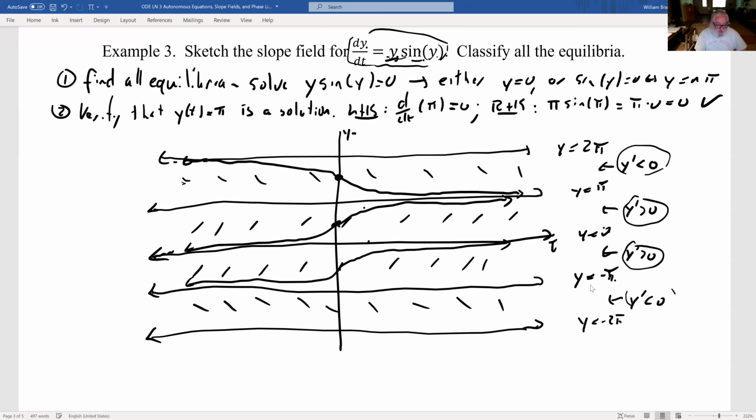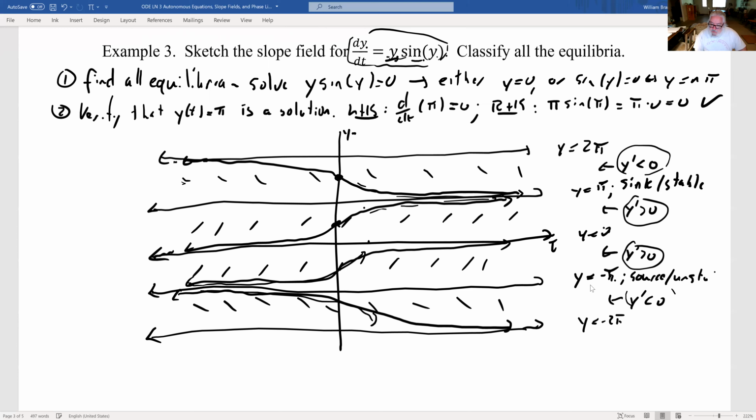y prime less than 0 means we're decreasing. And you can extend this as far as you want, because every pi you go, you're going to get a new equilibrium. So this equilibrium, y equals pi, all the solutions are running towards it. And so that makes it a sink or stable. y equals minus pi, as we go in forward time, everything is running away from it. So this is a source or unstable.